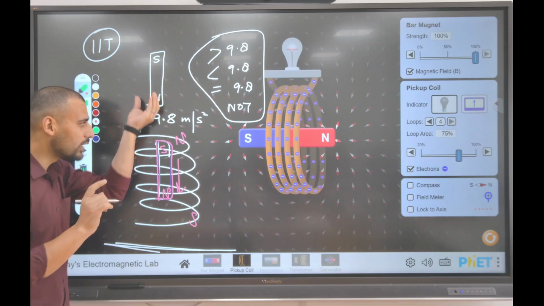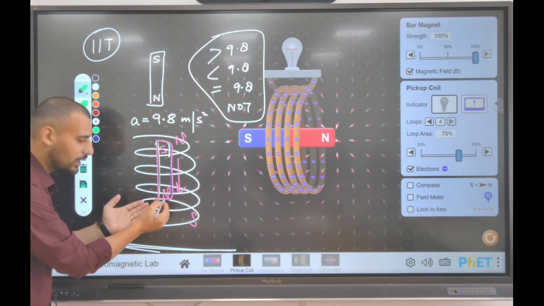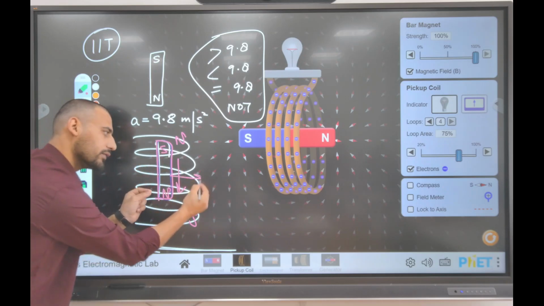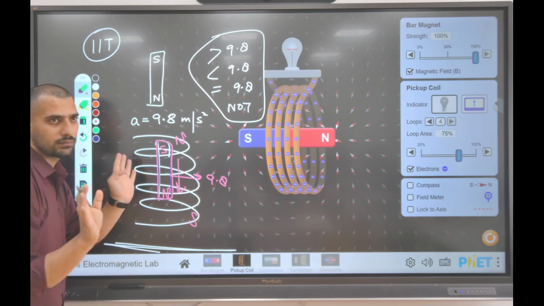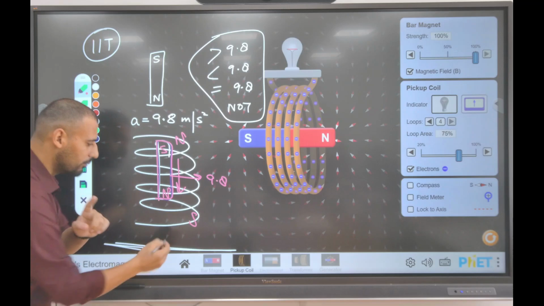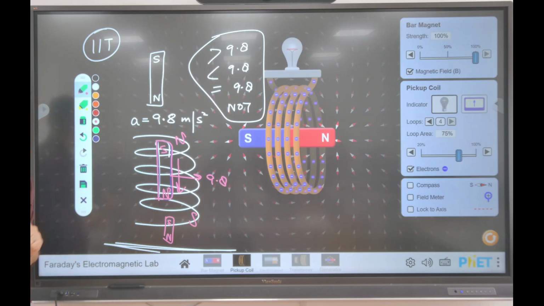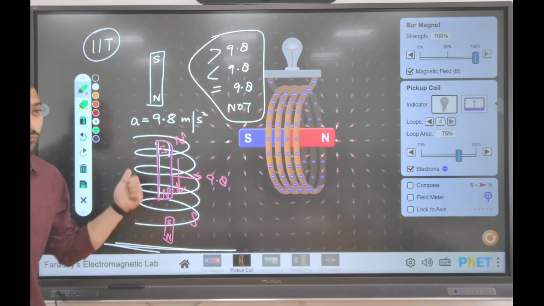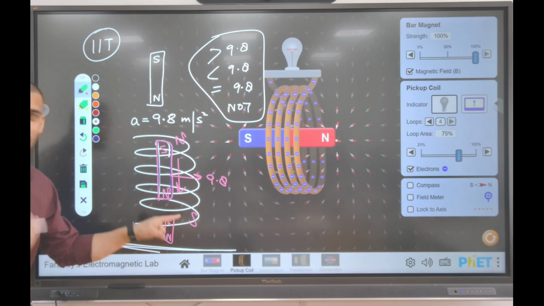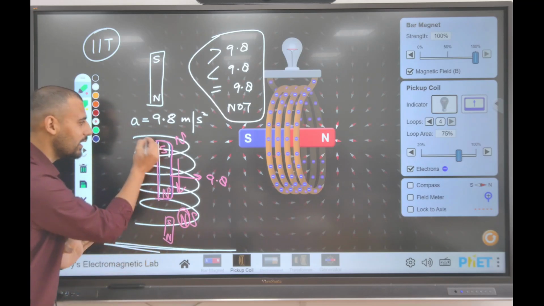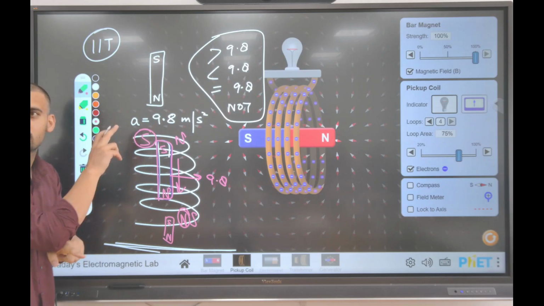So now it has slowed down. It is slowly coming inside. When it is completely inside, it will go with 9.8, no problem with that. But the moment it starts to come out, this is north, this is south. What is happening? South is going away. Does the coil like south going away? No. Then what will it do? It will change the poles. It will say, no, please don't do this. I will generate north here, south here, reverse.